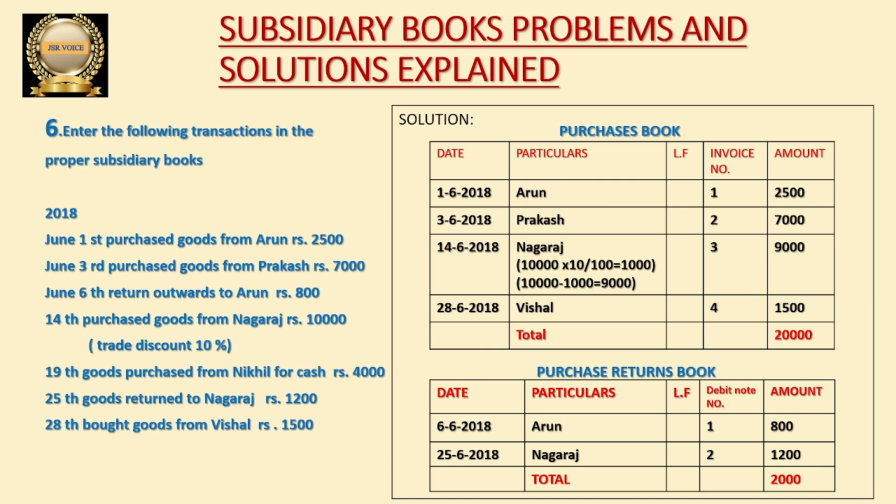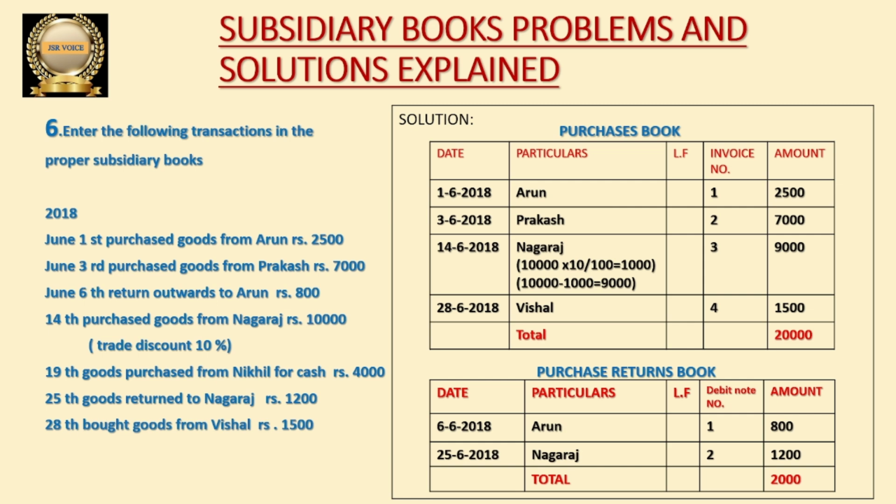28th date, bought goods from Vishal, rupees 1500. Bought means purchased goods from Vishal. Purchased, so it will appear in the purchase book. Let us see whether it is going to appear or not, whether it is satisfying all three conditions or not. That should be checked first of all. Bought goods from Vishal. They are purchasing goods, one condition satisfied. It is not assets. From Vishal, name is given, so second condition satisfied, and we don't have cash anywhere in the transaction. Third condition also satisfied. We can record.